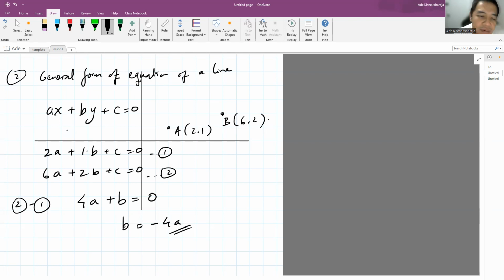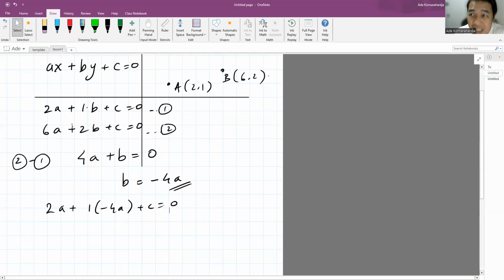Then I will put this expression into one of the equations. So we have 2a plus 1b, and b here is minus 4a, plus c equal to 0. Now I'm going to write c in terms of a. C is equal to 2a minus 4a, that's minus 2a, and then you bring it to the right-hand side. So we have c equals 2a.